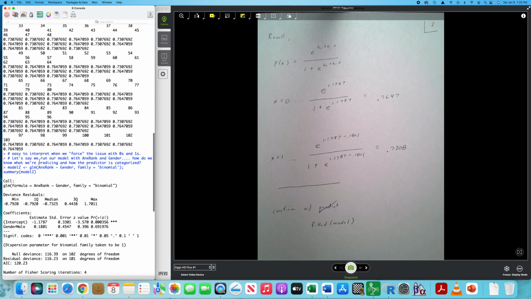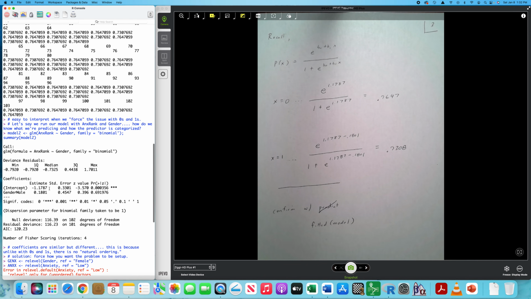So let's just say that we blindly run our model. How do we know what we're predicting and how the predictor is categorized? That's what I did right here. I ran model number 2 based on anxiety rank over gender. These are, again, anxiety rank highs and lows, gender males and females. And I did a summary. And notice what happens. You might say, well, we get the same thing. Well, actually, we don't. The estimate for the intercept was a positive 1.1787, and the estimate for gender was negative 0.1801.